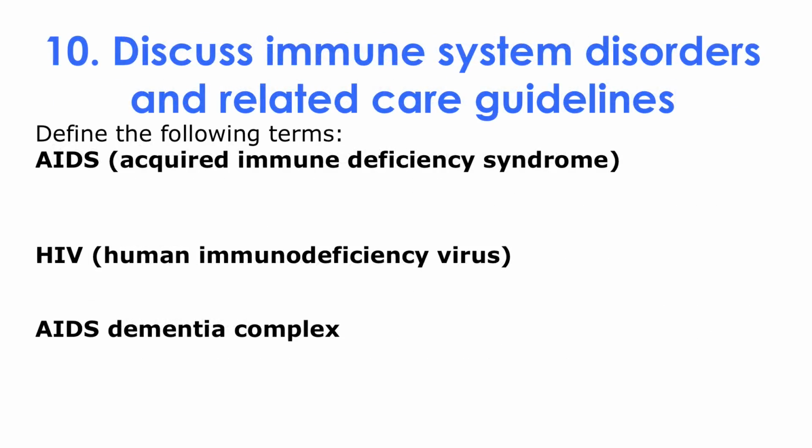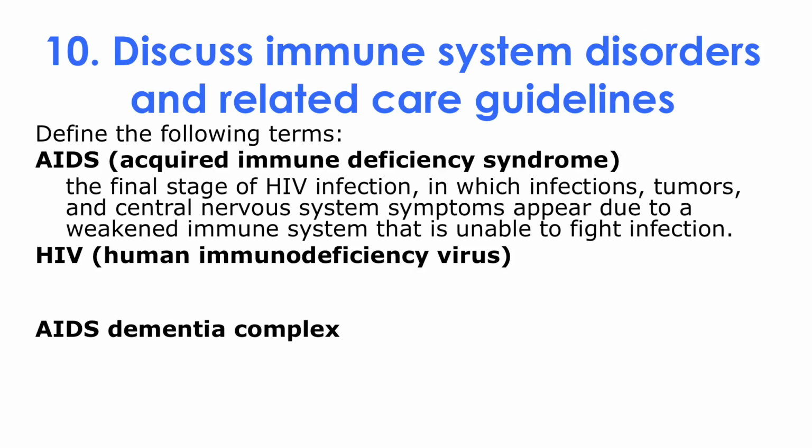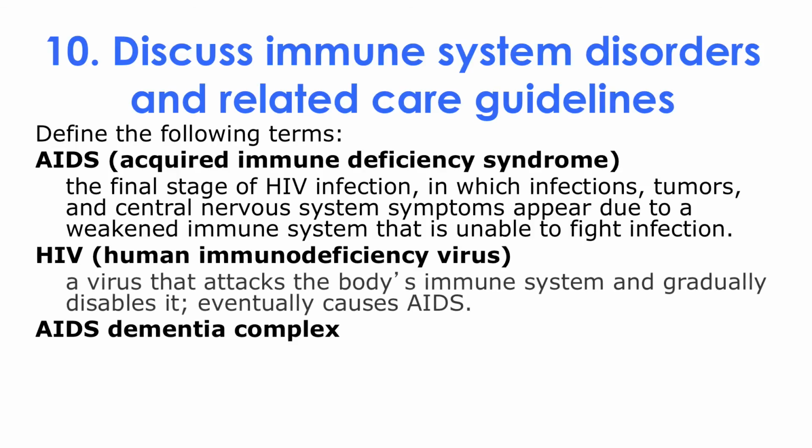Moving on to other immune system disorders, we're going to talk about AIDS and HIV. AIDS is acquired immune deficiency syndrome. It's the final stage of HIV infection, in which infections, tumors, and central nervous system symptoms appear due to a weakened immune system that is unable to fight infection. HIV is the virus, the human immunodeficiency virus. It attacks the body's immune system and gradually disables it. A person may have HIV but not have AIDS.